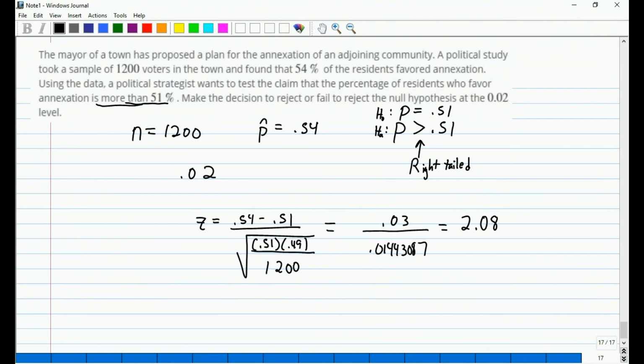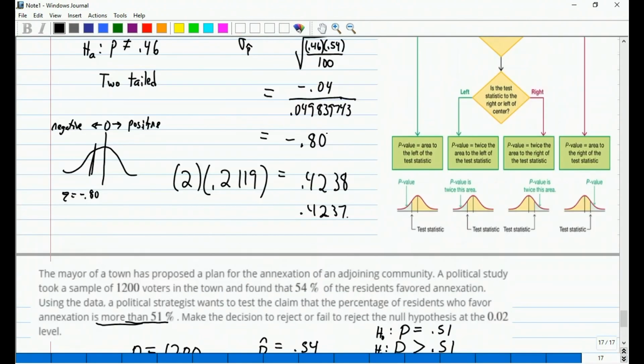Okay, so here's how the p method works. Once we find the p-value, then we'll compare it to the significance level. If it's less than the significance level, then we will reject the null hypothesis. If it's greater than, we'll fail to reject the null hypothesis. So it's not this, it's the actual p-value. So how do we find the p-value? Remember this table up here?